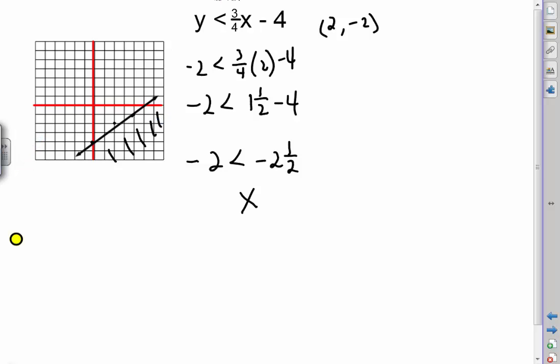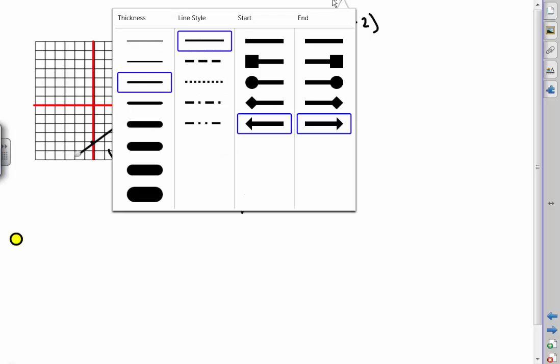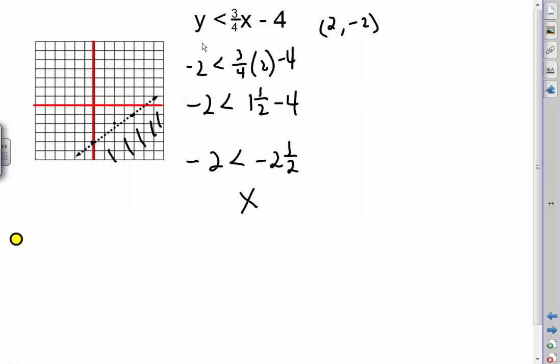Oh, and I messed up again, didn't I? This should be a dashed line. Did you catch that? All right, this is the dashed line because it says less than. It does not say less than or equal to. It's a real easy mistake to make, so whenever you're taking your quizzes and assessments, make sure that you check to make sure you did that correctly.